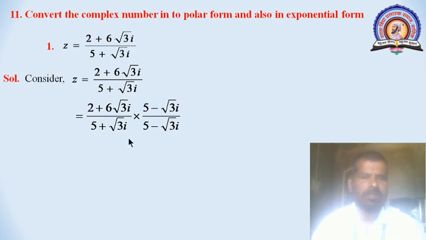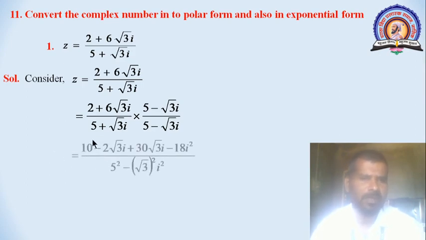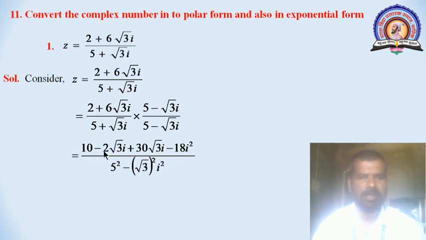Again we observe that the numerator is a multiplication of two brackets, and the denominator is also a multiplication of two brackets, but of the form (a + b)(a − b) equal to a squared minus b squared. Using that formula, we multiply the numerator as 10 − 2√3 i + 30√3 i − 18 i squared upon 5 squared minus √3 squared into i squared.